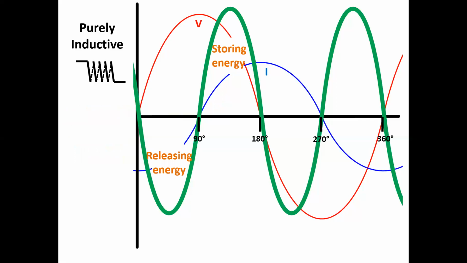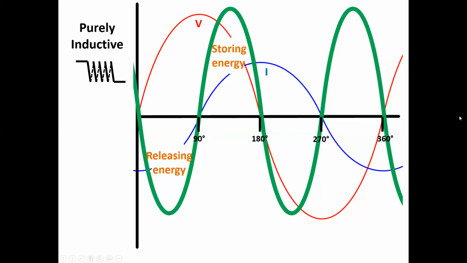So storing energy, releasing energy. The top is storing, and it looks like it's happening between 90 and 180. So between 90 and 180, we are storing energy. We are releasing between 0 and 90 degrees. So keep those numbers in mind. Releasing 0 to 90 and storing 90 to 180.